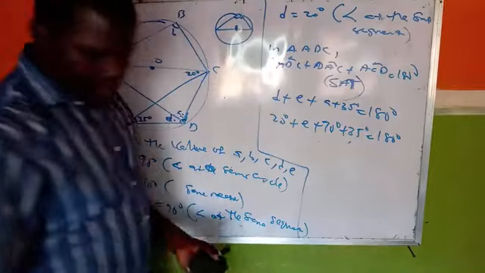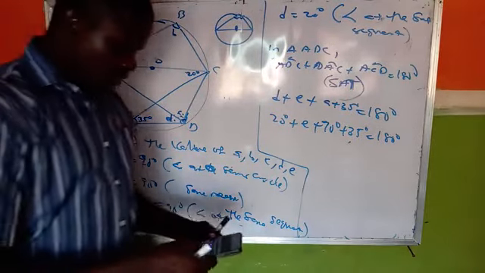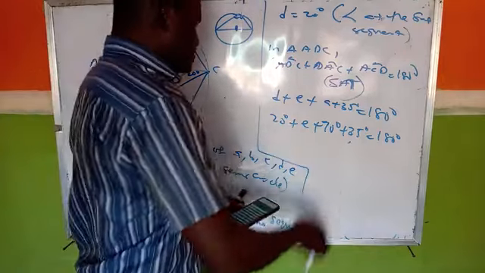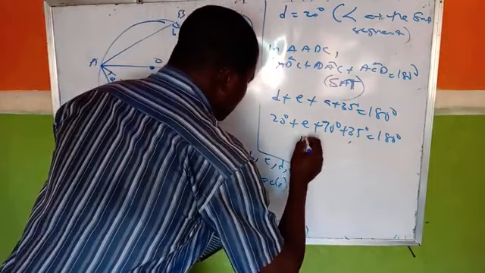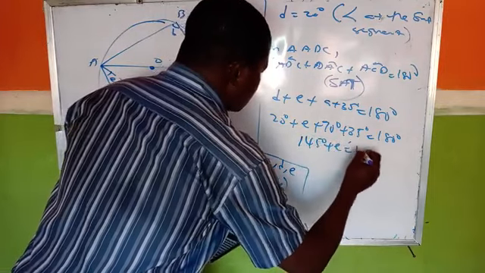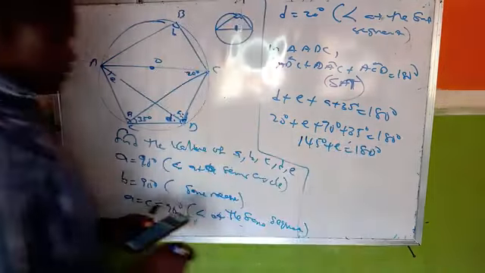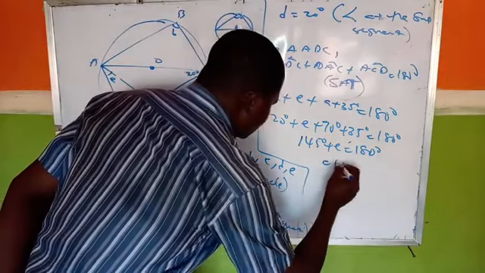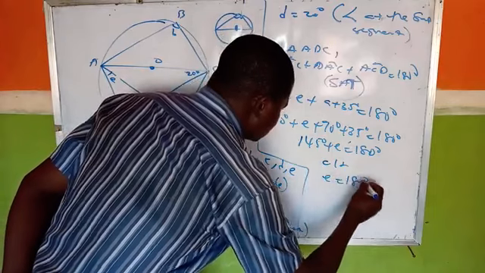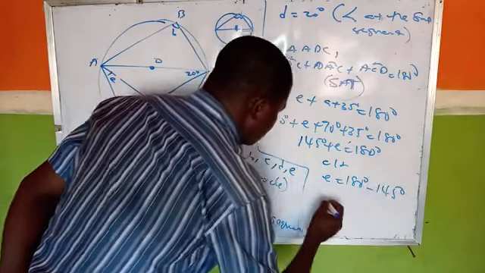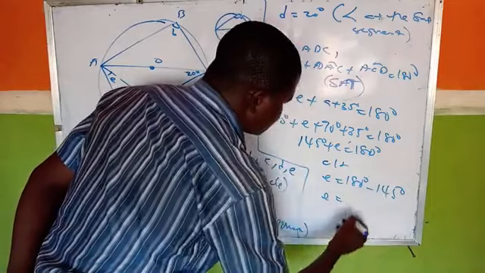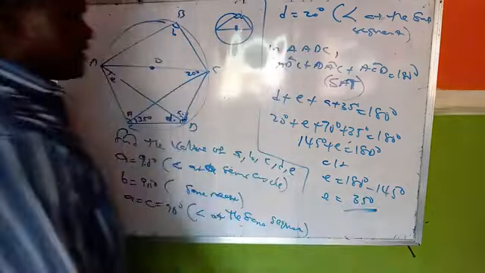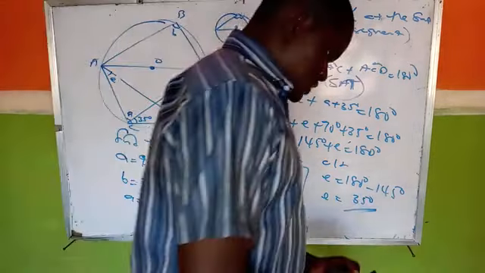So you add them together. That's 145. So you have 145 degrees plus E equal to 180 degrees. So collect the like terms. E equal to 180 degrees minus 145 degrees. So E equal to, that's 35 degrees. So we are through with it.